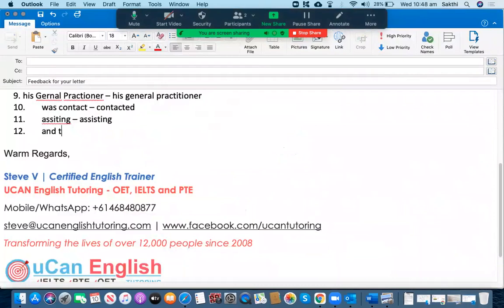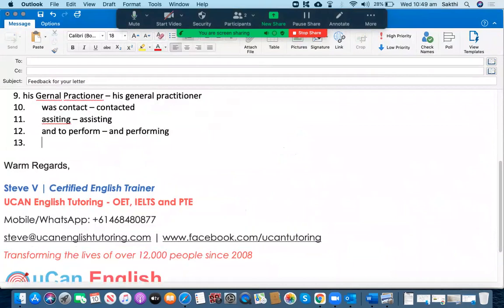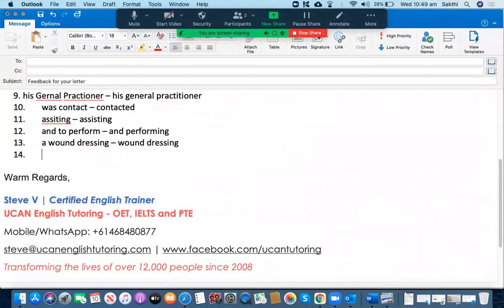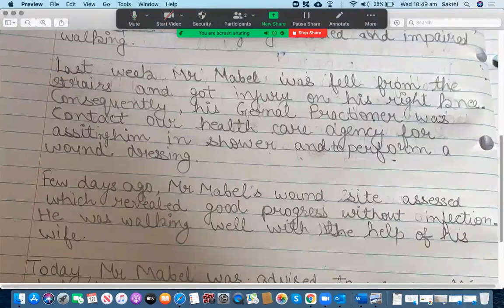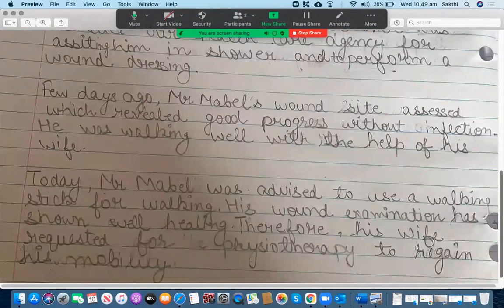Okay. So and to perform is wrong. And performing. And a wound dressing. Sorry, dressing stuff that you can say. Wound dressing, that's okay. Wound dressing is more than enough. You don't need to write down a wound dressing. The article is not needed here.